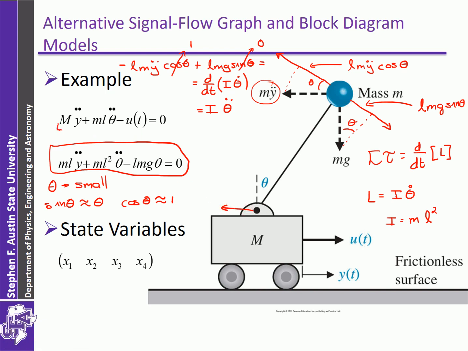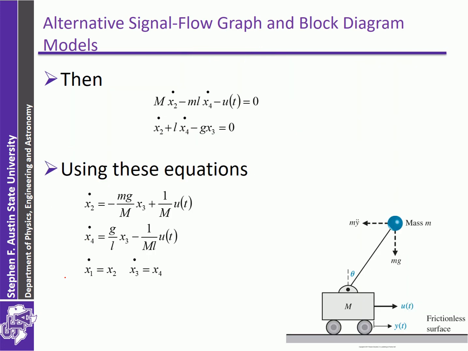So the mass times the acceleration plus the torque minus the force applied to the cart. So from here we define our state variables x1, x2, x3, and x4. So we substitute those into our state variables, and we get something like this. So from here, we can easily find what x1 and x2 are going to be.